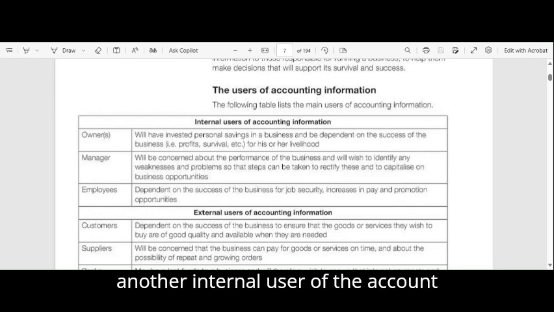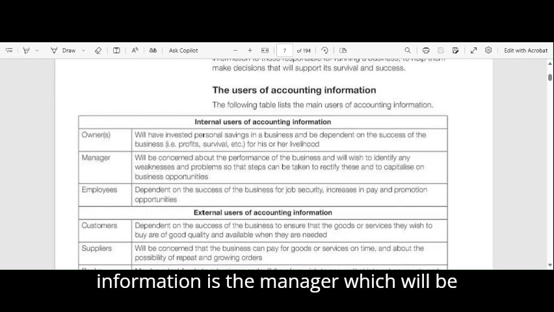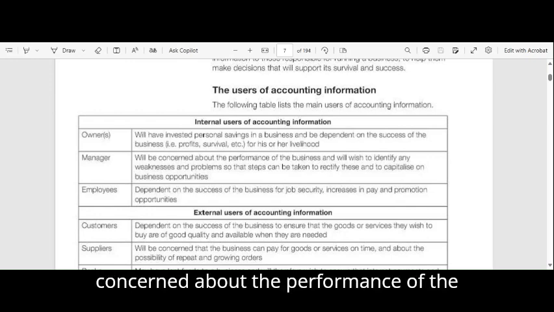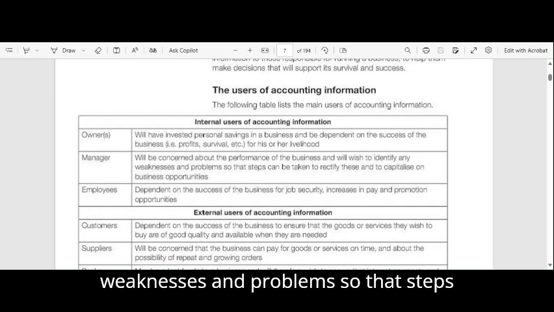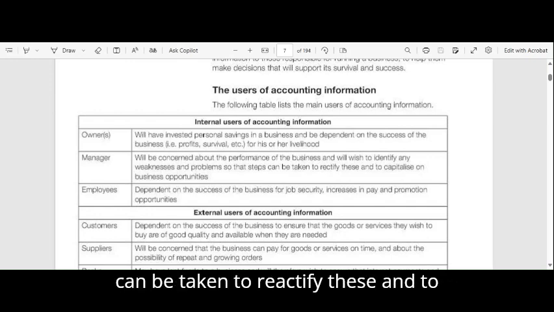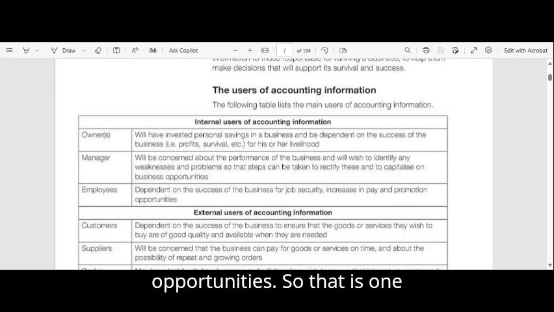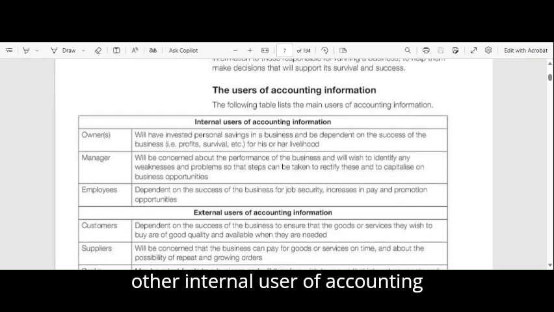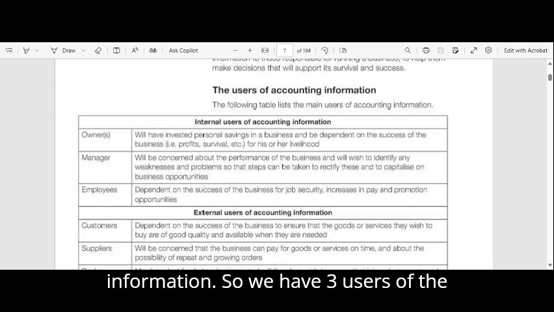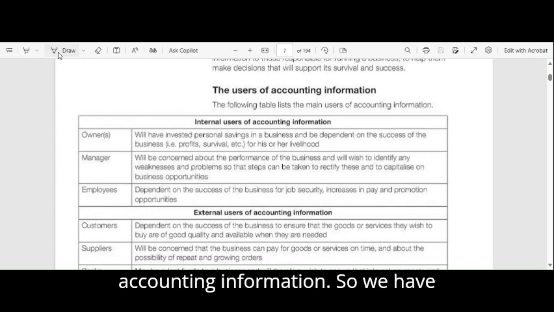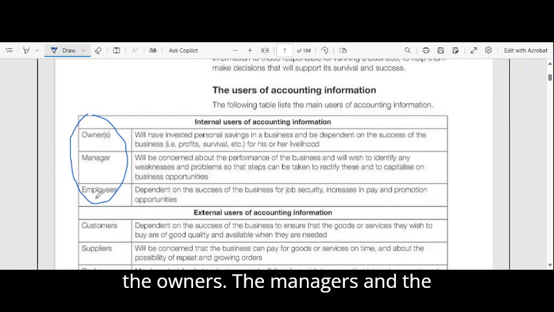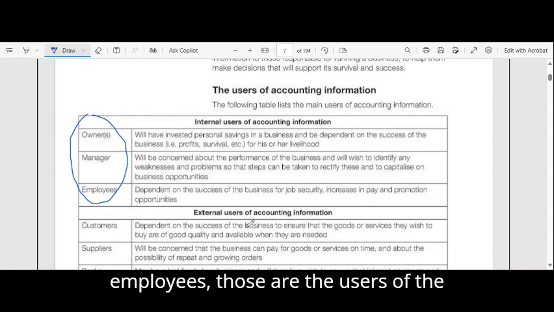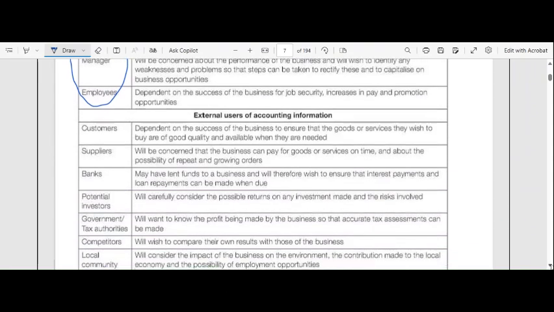Another internal user of the accounting information is the manager, who will be concerned about the performance of the business and will wish to identify any weaknesses and problems so that steps can be taken to rectify these and to capitalize on business opportunities. So that is one other internal user of accounting information. So we have three users of the accounting information: the owners, the managers, and the employees. Those are the internal users.